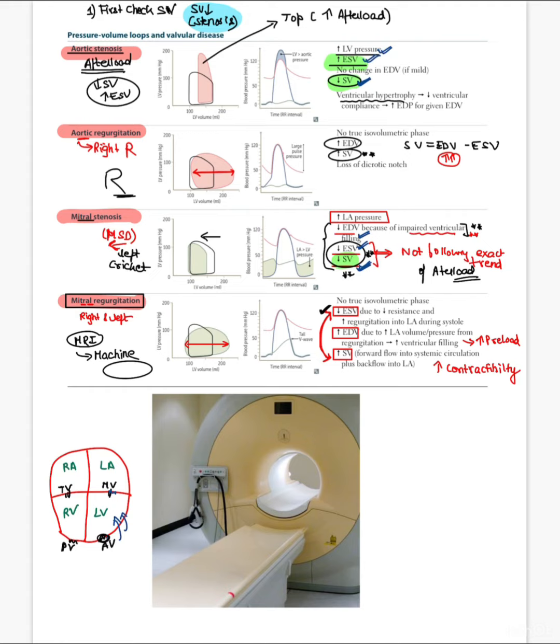Then mitral regurgitation, guys. The blood is regurgitating back into the left atrium from the left ventricle, guys. As a result, what happened? Ejection systolic volume decreases, and stroke volume increases, guys, because there is a forward flow into the systemic circulation.